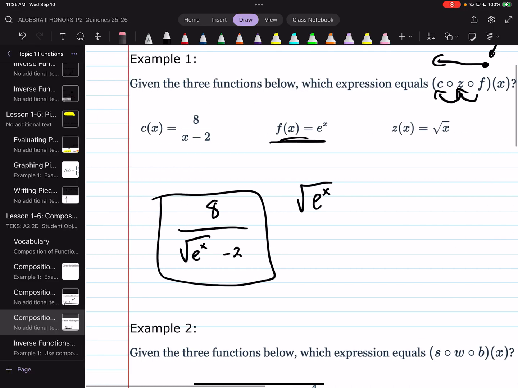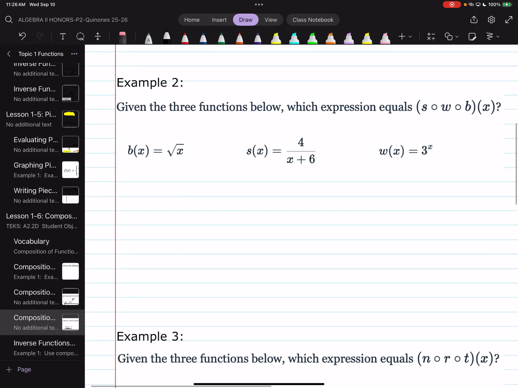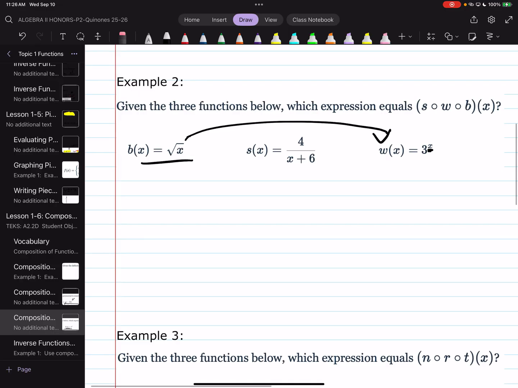Questions, anybody? Right now we're focused on this. This is what I want you focused on. S of W of B of X gives me what? Which one am I starting off with? B, okay, so this is my first. It's going into which function? W, so every time I see the X, I'm substituting it with this. So far I have 3 to the square root of X. And then this is going to go into S. So my answer for this is 4 divided by 3 to the square root of x plus 6.